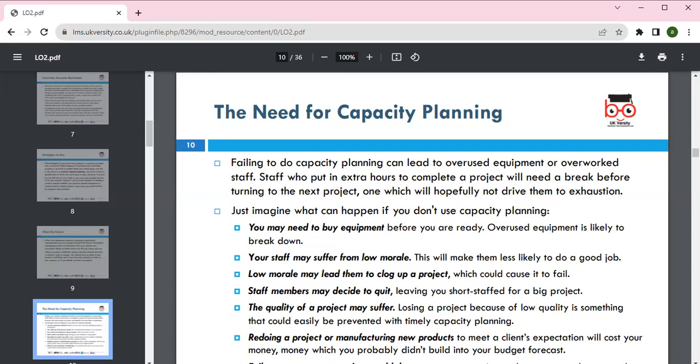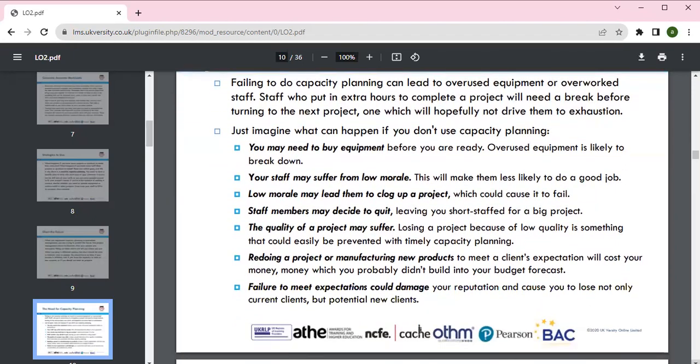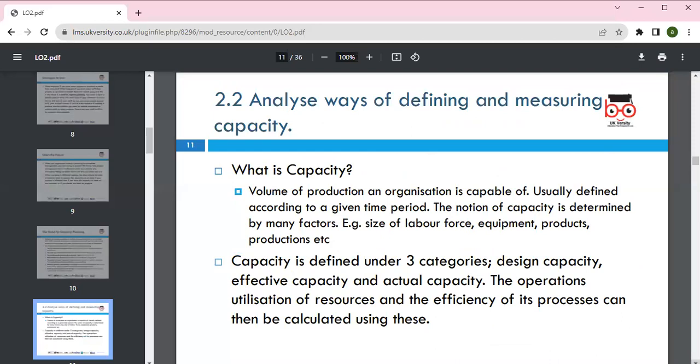You may need to buy equipment. Your staff may suffer from low morale, which may lead them to clock up the project. The staff members may decide to quit, and the quality of the project may suffer, and redoing the project or manufacturing a new product to meet the client's expectation, and failure to meet it could damage the relationship, and that's key. Okay, that was our LO1.